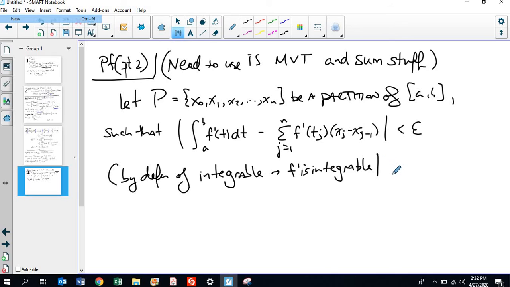That's the Riemann sum definition of integrability. I didn't write that one down, sorry. That's definition 517 in your textbook.